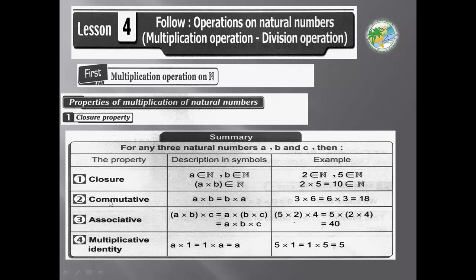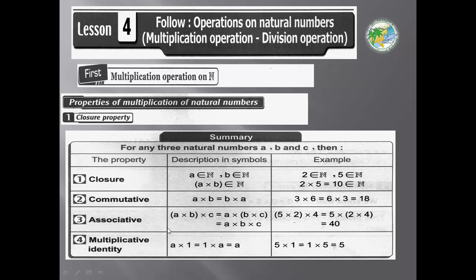Number 2, commutative property. A times B equals B times A. Okay, we said before about the commutative property. Commutative means we change the place of the numbers. Then 3 times 6 equals 6 times 3 equals 18. So we changed the place of the numbers, and the answer is the same, 18. This is the commutative property in the multiplication operation.